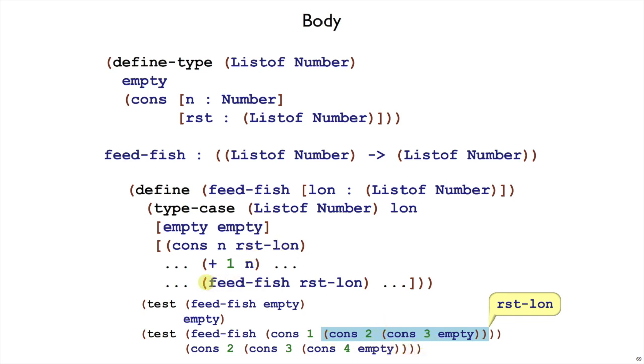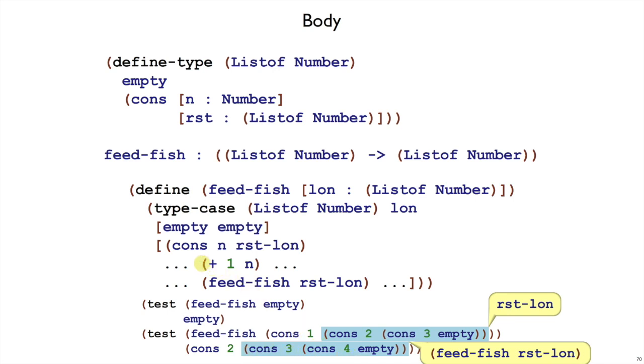What does feedfish of rest lon produce? Well, if feedfish is doing its job, it's taking the cons 2, cons 3, and it's producing cons 3, cons 4. Notice how I'm not trying to think through the recursion. I'm just saying, what is feedfish supposed to do? What is its argument? Okay, what is its result? Good. It's going to be cons 3, cons 4 empty.